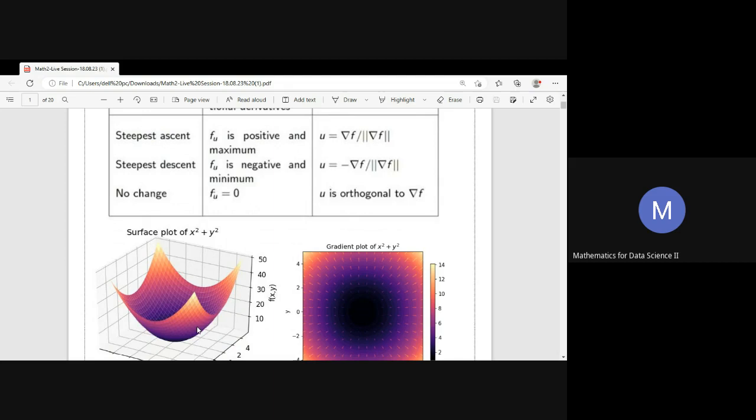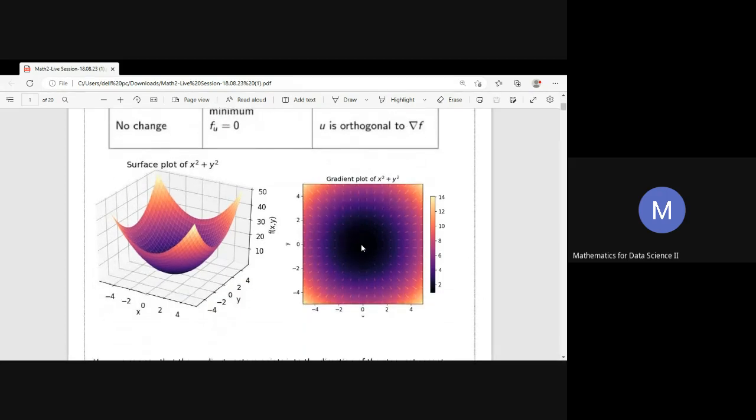See, you have the surface plot of x squared plus y squared. Now, obviously, take any point here, in what direction is it going to increase the maximum? You can see it is increasing like this. The maximum increase in a given direction is very easy to see in this particular graph. And here they have considered the gradient plot of x squared plus y squared. Gradient plot means, given a point, what is the gradient of that function at that point? That is what they are considering. For this x squared plus y squared, what is the gradient?